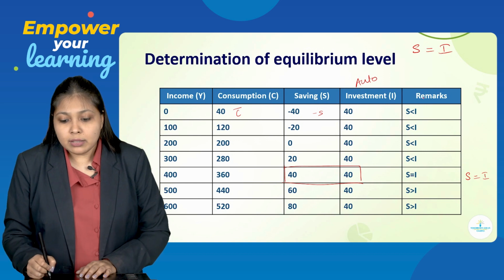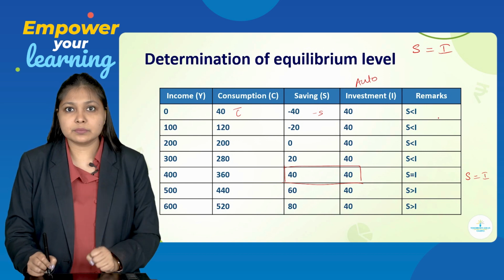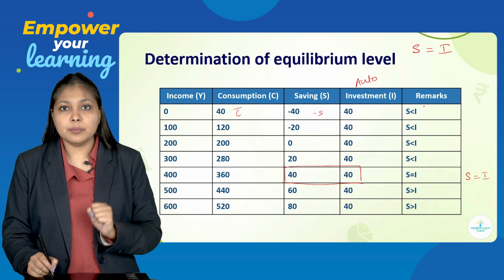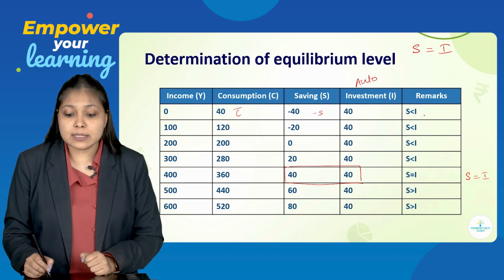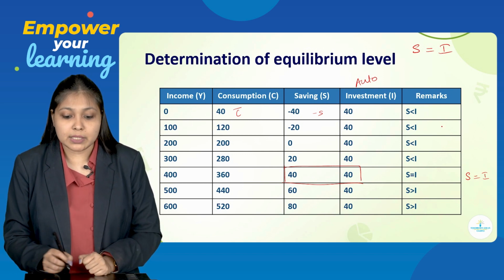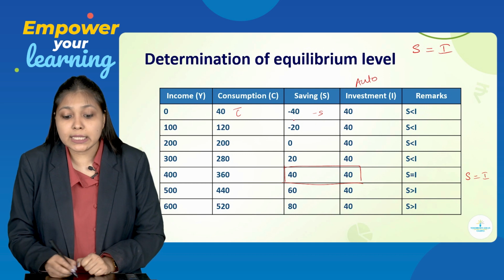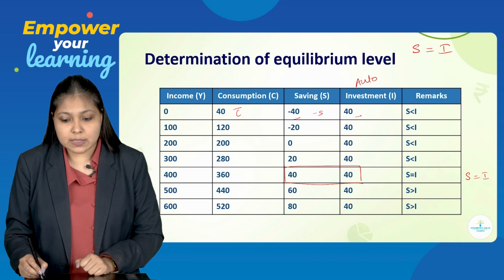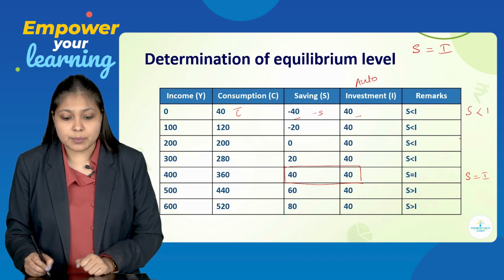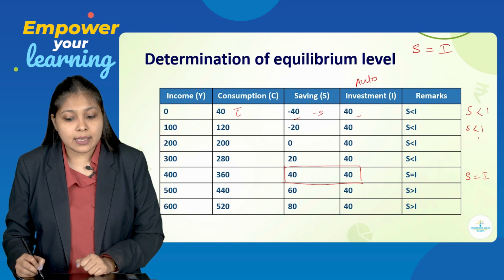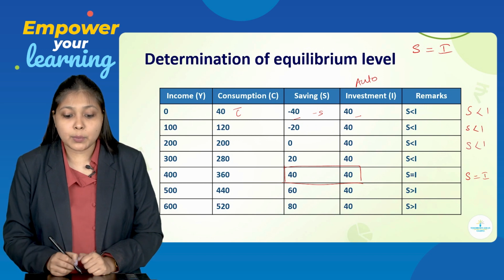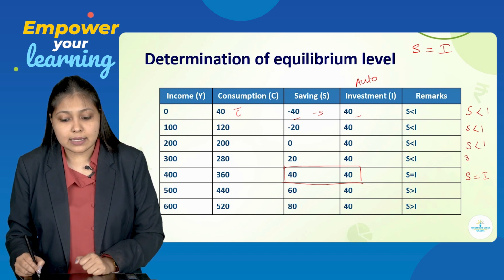Before that, if you see, your saving is less than investment. That means your saving was minus 40, investment was 40. So, saving is less than investment. Minus 20 and 40, again saving is less than investment. 0 and 40, saving is less than investment. 20 and 40, saving is less than investment.